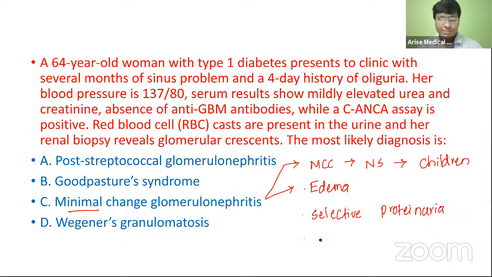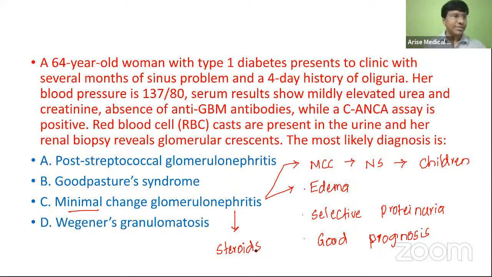And these patients have a very good prognosis. And what is the drug of choice in case of minimal change glomerulonephritis? Drug of choice is steroids.